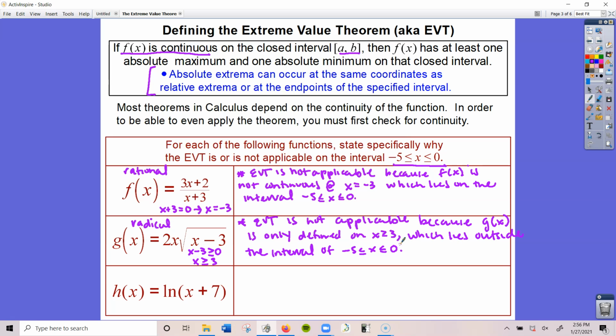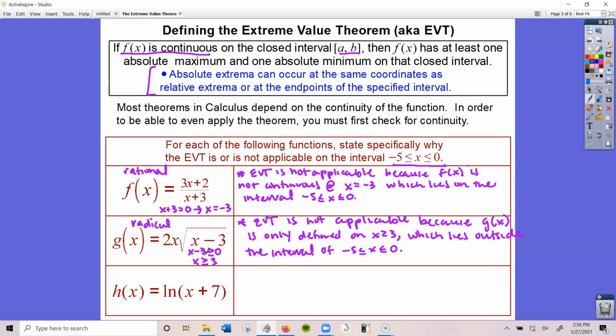You can also have an alternate way of writing this. It's really what comes more naturally to you, but you can say that EVT is not applicable because g of x is not continuous when x is less than or equal to 3, which occurs on the interval -5 to 0. So that's another way of writing the same information.